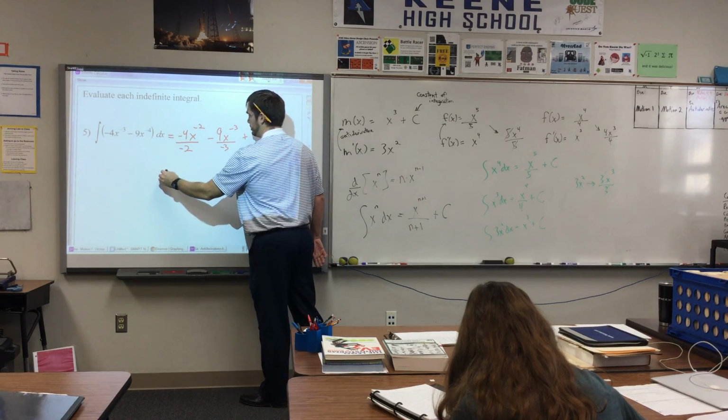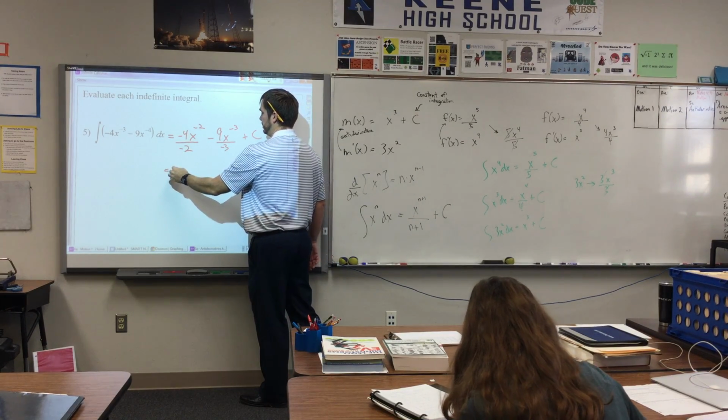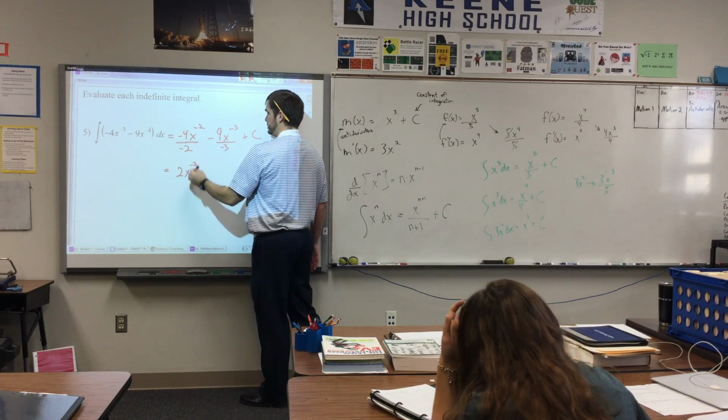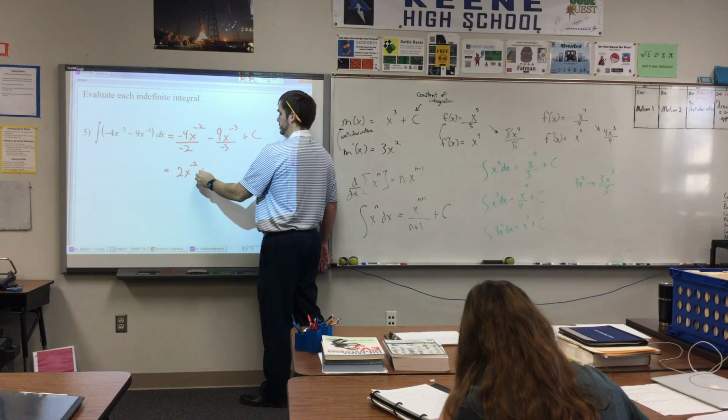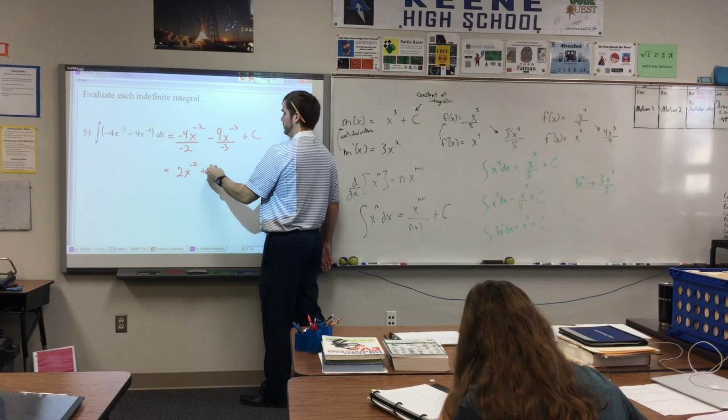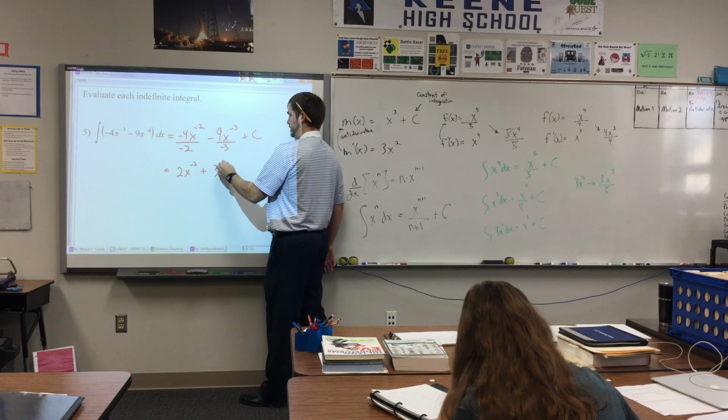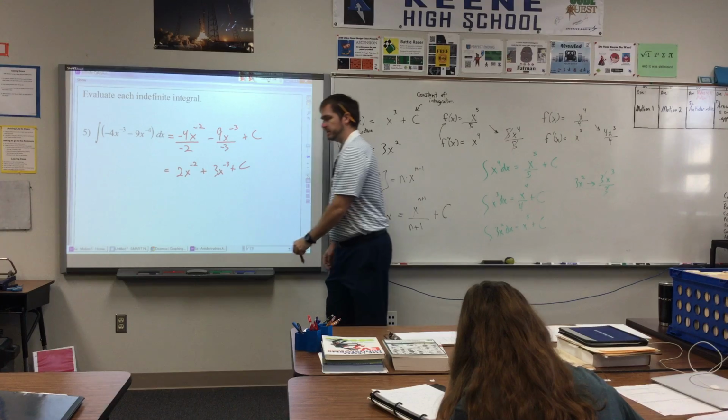And we just do a little bit of simplification. -4 over -2 would be a +2. A negative and negative turns into positive. 3 and then 9 over 3 is 3. -3 plus c.